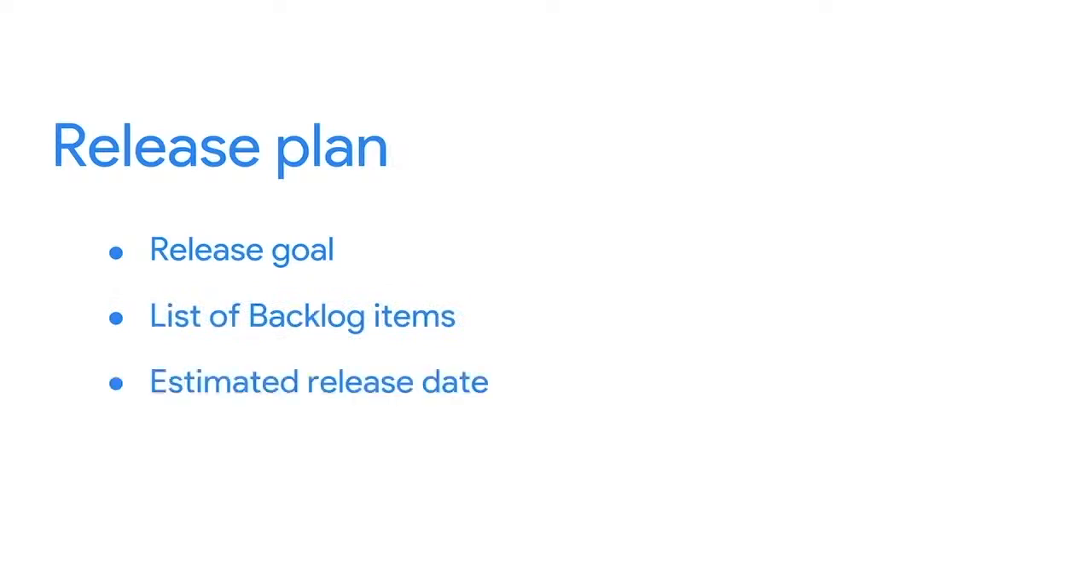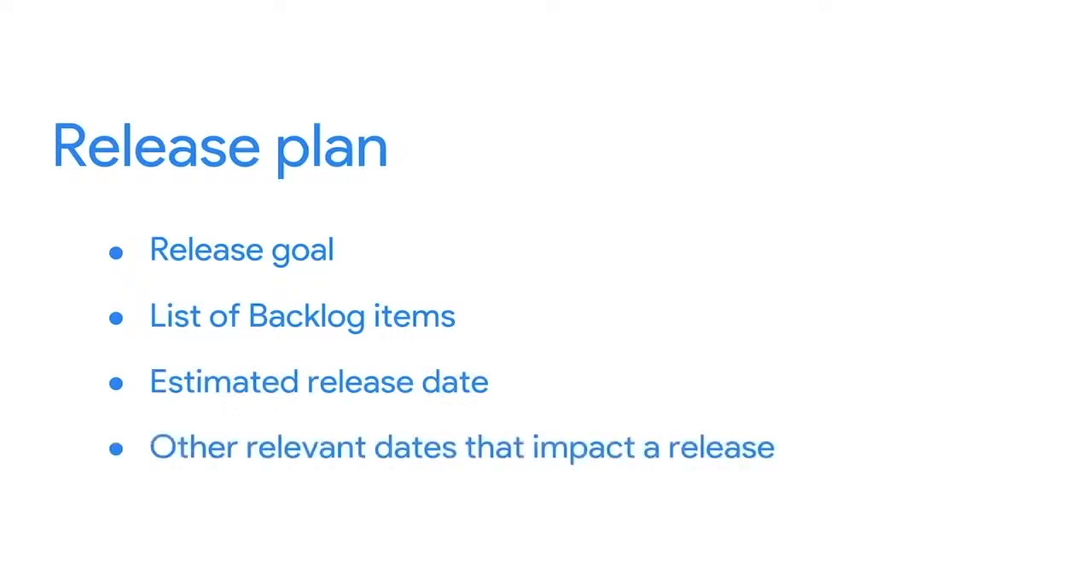A release plan contains a release goal, which is an overall business goal for the features you plan to include in the release. The list of backlog items, such as epics, user stories, or features that you require for that release goal, an estimated release date, and any other relevant dates that impact a release, like a convention or major holiday. It's important to add all of your release plans to your value roadmap to help you stay focused on the path to your overall value goal.